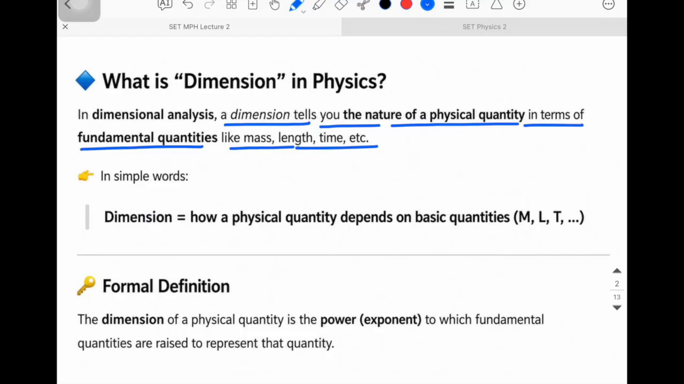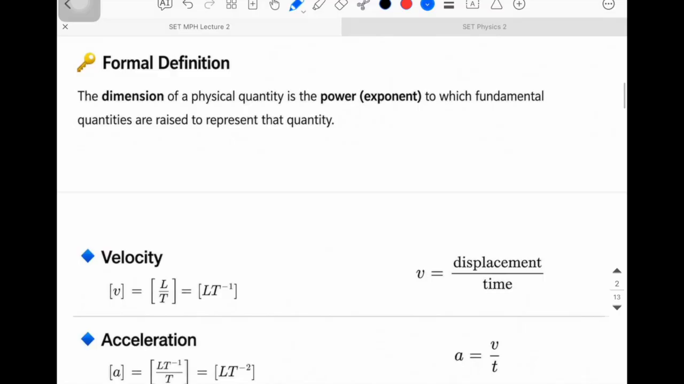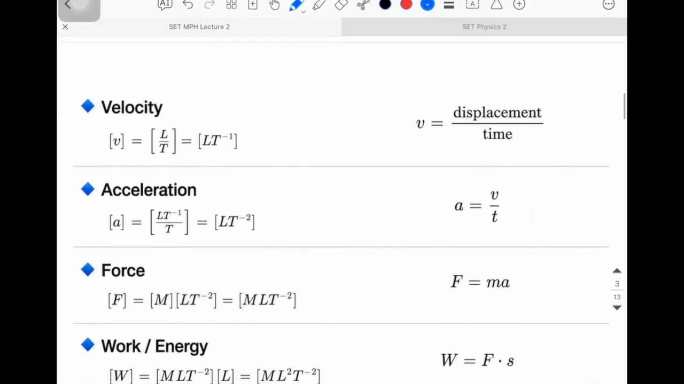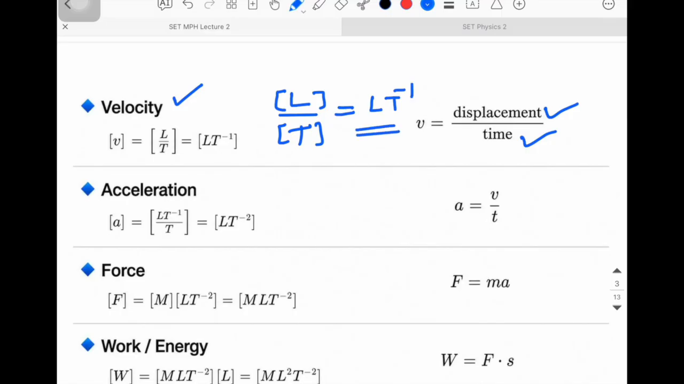So for example, here I will give you some examples. Look at velocity. We know that velocity is displacement by time. Displacement actually represents length and time represents time only. So the dimension of velocity is length by time, in the square bracket, [L/T]. This can be written as L t power minus 1. Dimension of velocity is L t power minus 1.